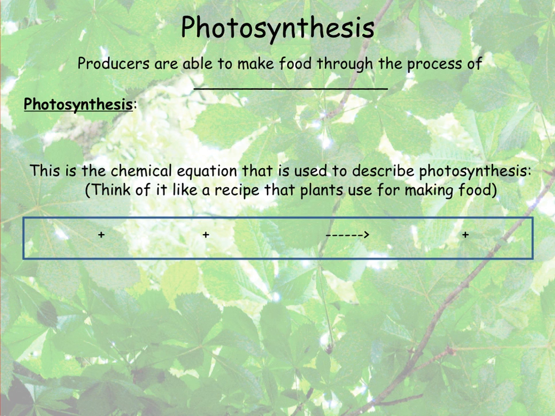Welcome back, everyone. We left off last time by describing producers and consumers. And we identified that producers are different than consumers because producers are able to make food through the process of photosynthesis.